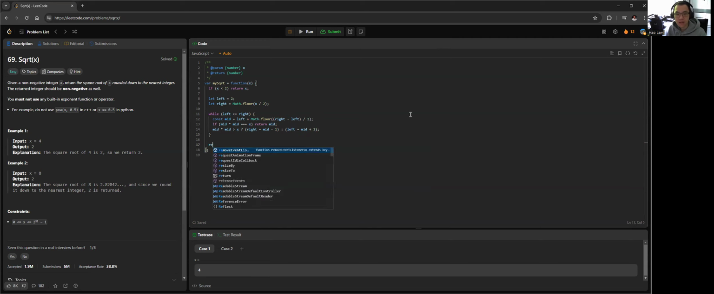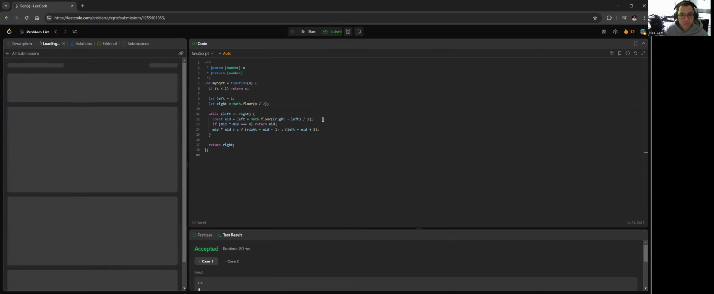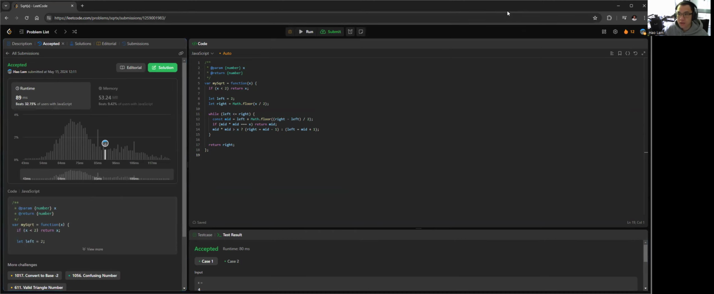And then at the end, when we exit the while loop, we have to return right. If we exit the while loop, it means that there's no exact square, like the 15 in our case. So in that case, we need to return the right. Okay, and it worked. Thank you for watching.